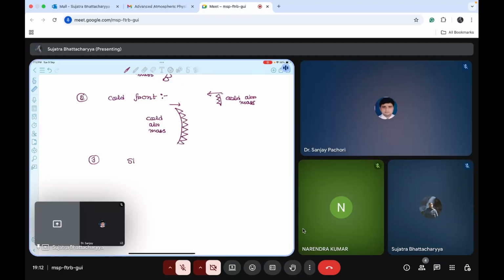Next is the stationary front. So how it looks is something like this.